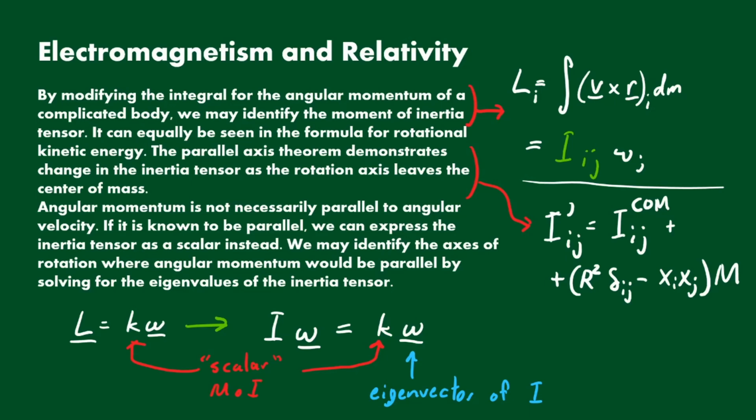Angular momentum is not necessarily parallel to angular velocity. If it is known to be parallel, we can express the inertia tensor as a scalar instead. We may identify the axes of rotation where angular momentum would be parallel by solving for the eigenvalues of the inertia tensor.